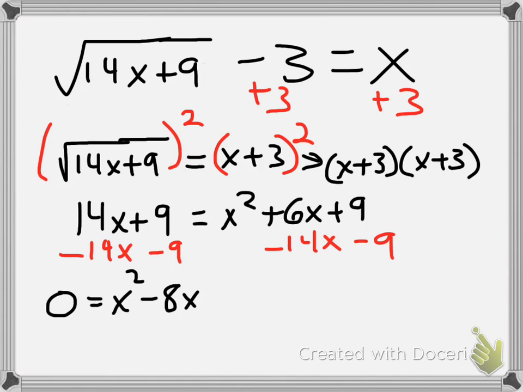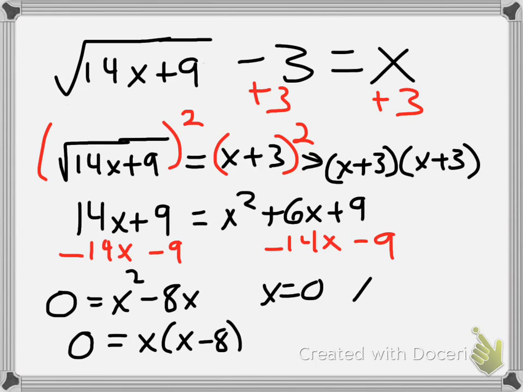With a quadratic, often that means solve by factoring. In this case I can factor by factoring out the greatest common factor, which in this case is x. Using my zero product property, I have x equals 0 and x minus 8 equals 0, and solving, that'll give me x equals a positive 8. So x equals 0 and x equals 8 are the two solutions that I've come across.